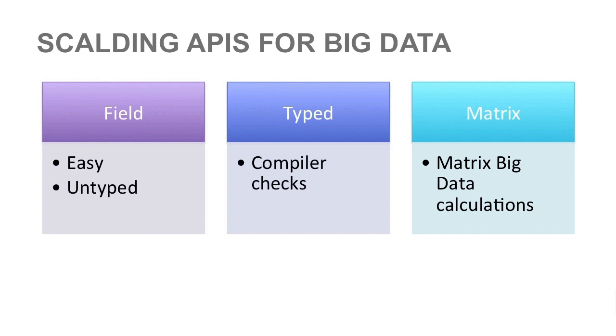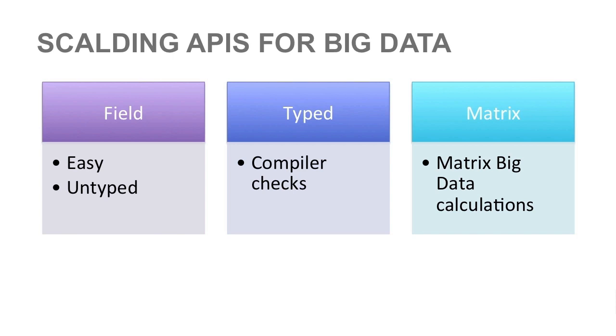And finally, something new and unusual in these APIs is the Matrix API. This API allows us to work with big data matrix calculations. So the system is enabling us to deal with sparse matrices with huge dimensions.